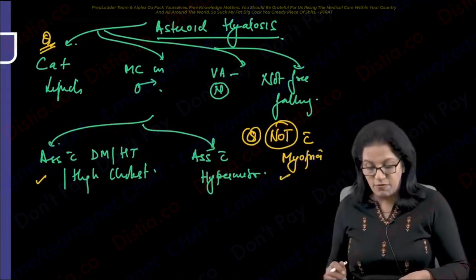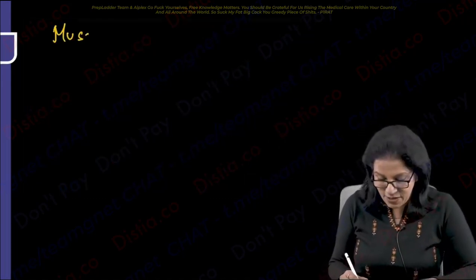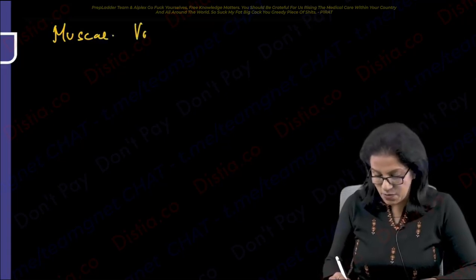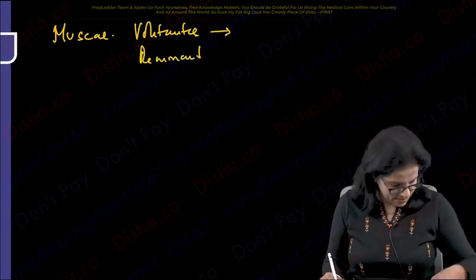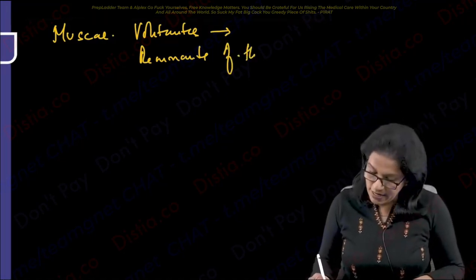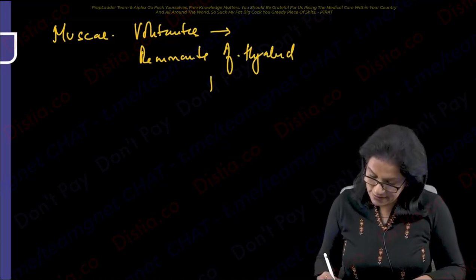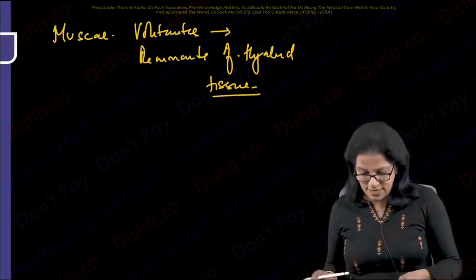And of course, when you are listing the floaters, you should not forget to mention muscae volitantes, right? So what are muscae volitantes? These are remnants of hyaloid tissue. Okay, so this is all about the floaters.